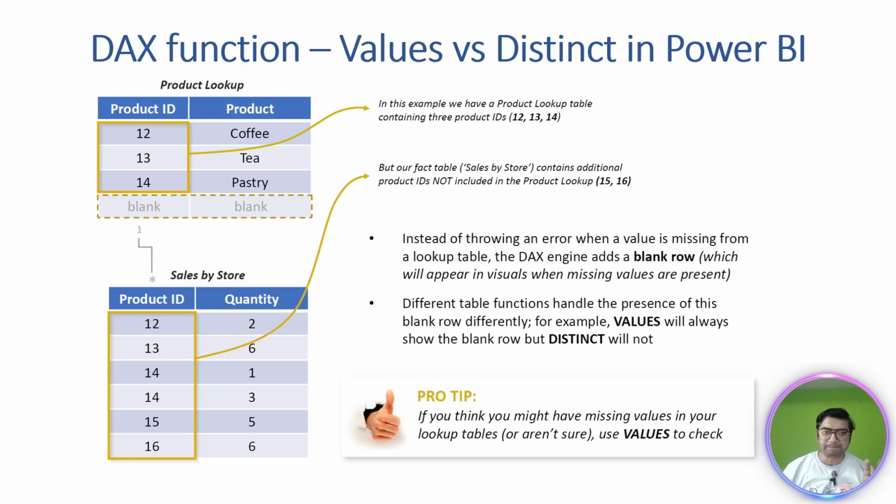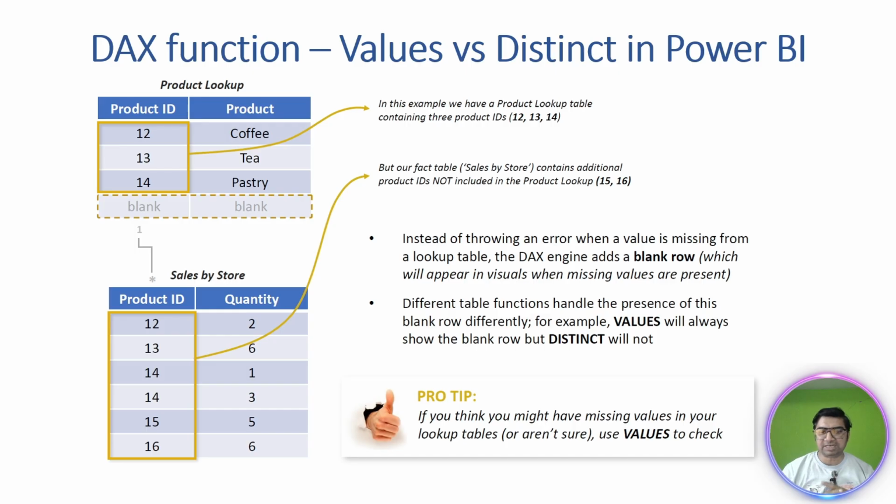So what will happen? If you take DISTINCT, it will give the result 12, 13, 14. DISTINCT always gives the values 12, 13, 14. But if you are using VALUES, it always gives the entire set, so in the product ID it will give a blank, and the quantity will show like this. So why are we using it? If you are thinking you are missing any value in your lookup table, always use VALUES. That is the pro tip from my end.